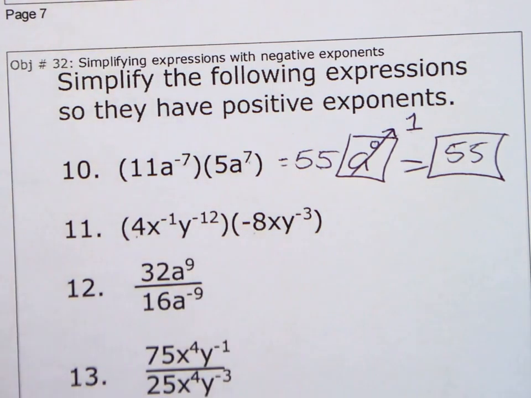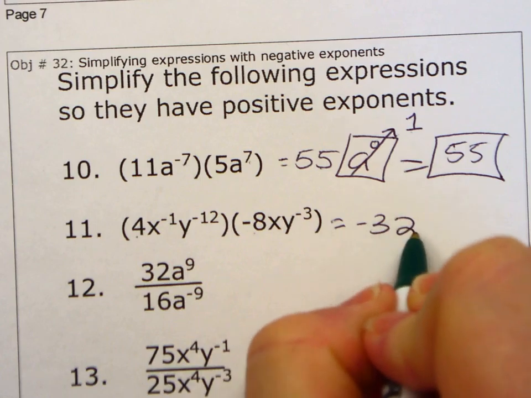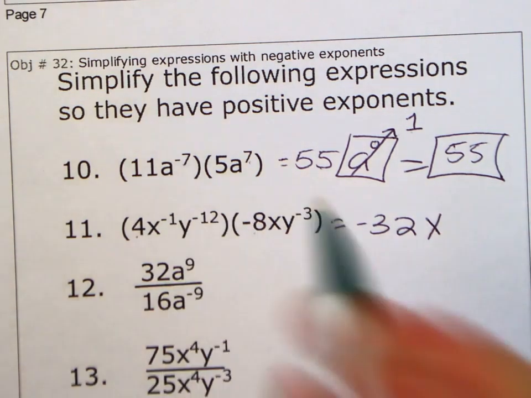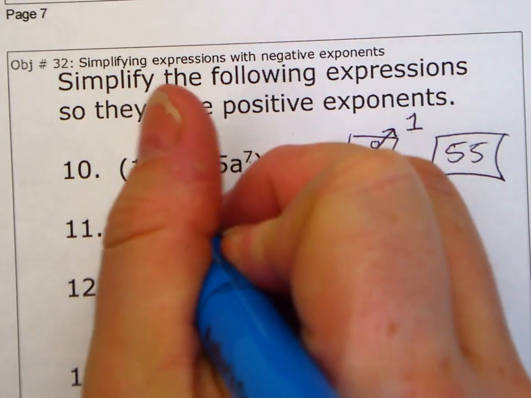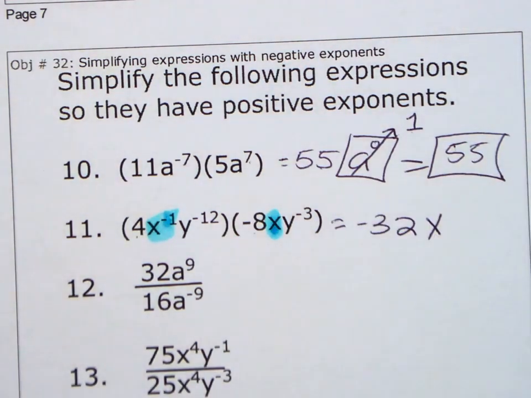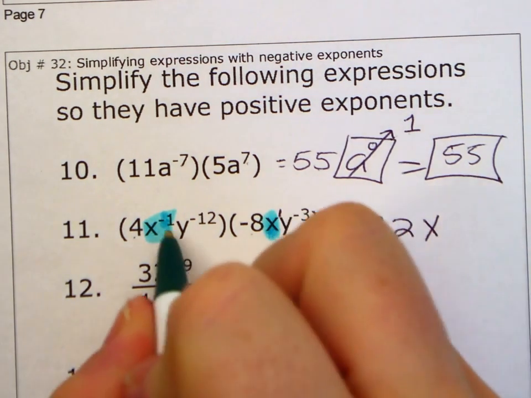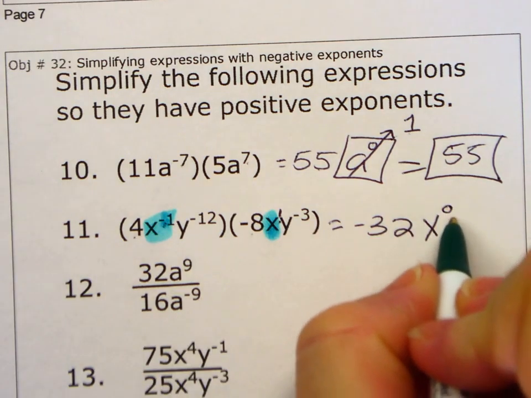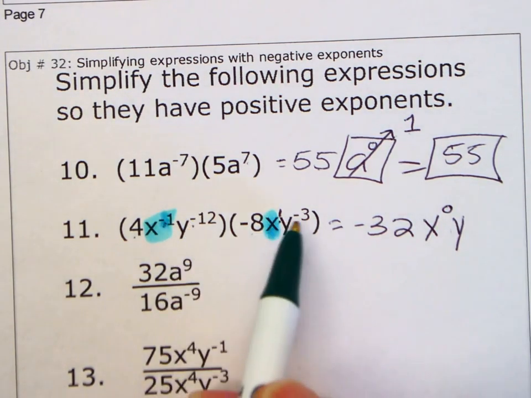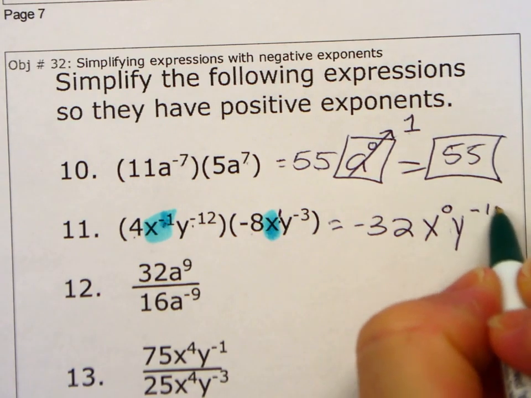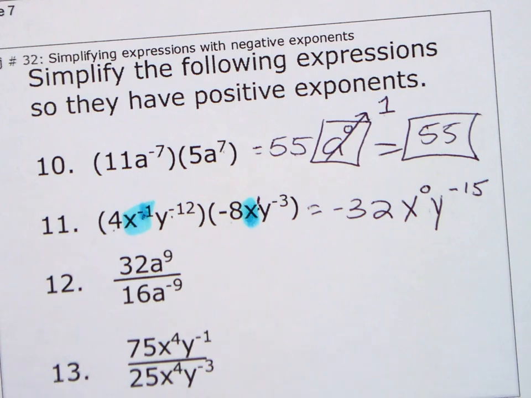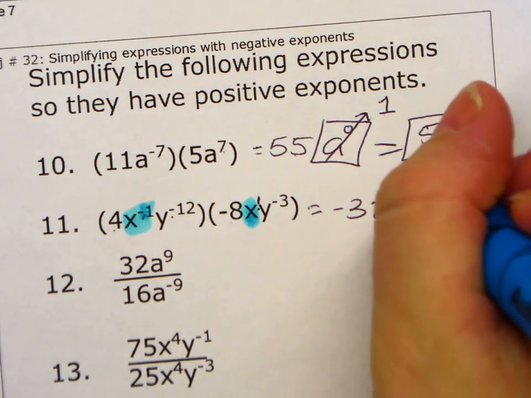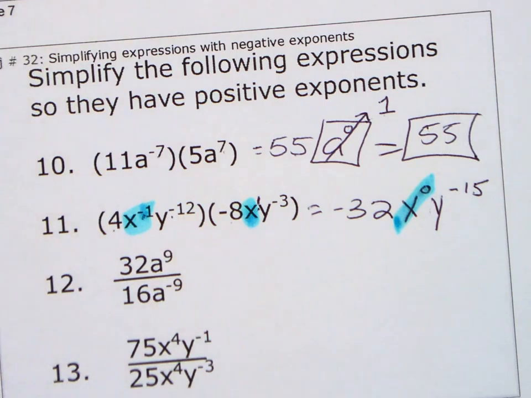4 times negative 8 is negative 32. X. We have x to the negative 1 and x and x. What's that give you? All right, that's 0, right? Negative 1 plus 1. Remember, this is a 1. Negative 1 plus 1 is 0. Y. Negative 12 plus negative 3 is negative 15. Now, the x to the 0 cancels. It goes away. It doesn't cancel out. It equals 1. X to anything to the 0 power equals 1.